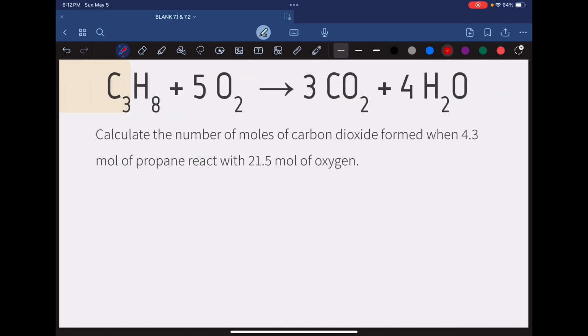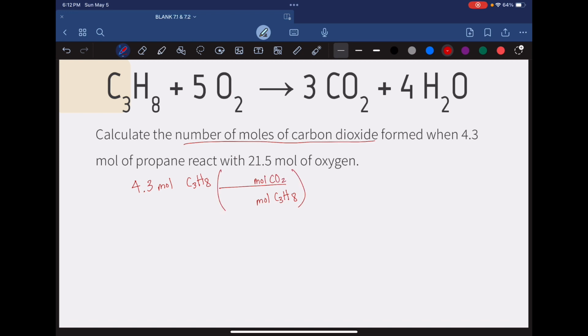Now it's asking, calculate the number of moles of carbon dioxide formed when 4.3 moles of propane reacts with 21.5 moles of oxygen. This isn't going to be one stoichiometric problem, it's actually going to be two. So if I have 4.3 moles of propane, C3H8, draw my line. I know moles of propane will be at the bottom. And this time it's asking moles of carbon dioxide. So I'm going to put moles of CO2 at the top.